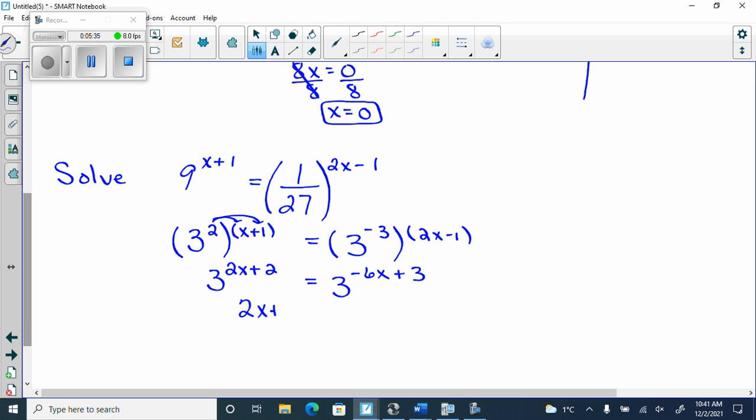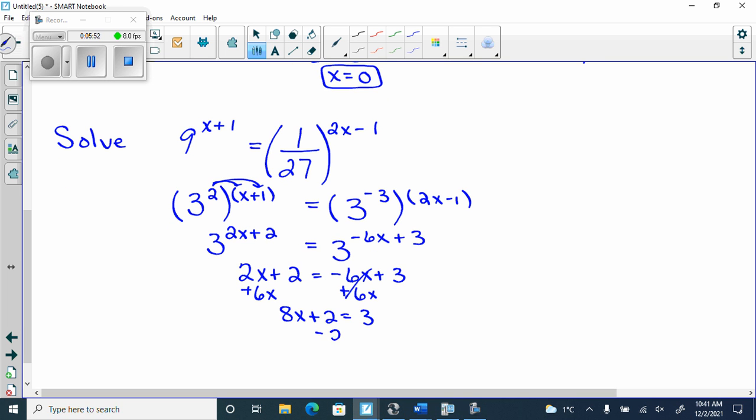So we get 2x plus 2 equals negative 6x plus 3. Add 6x. And I get 8x plus 2 equals 3. And then I'm going to minus 2. And I get 8x equals 1. Divide by 8. X equals 1/8. Which we're going to check with our calculator this time. Okay? So let's check with our calculator.